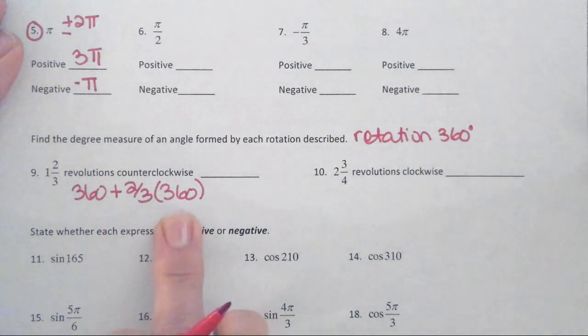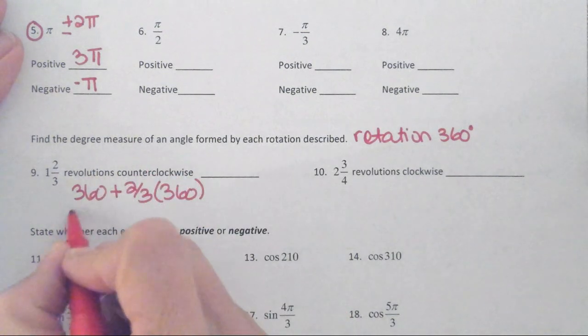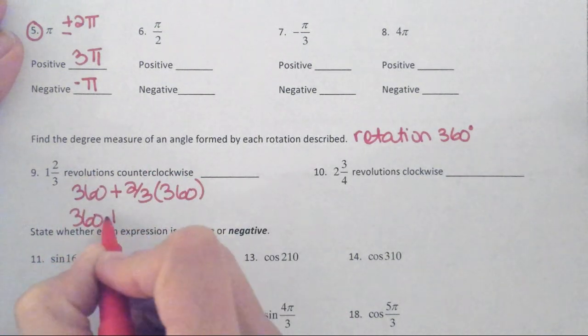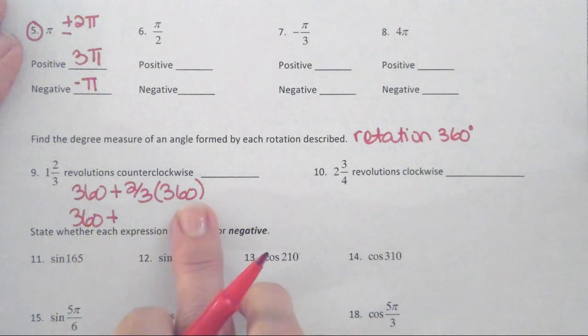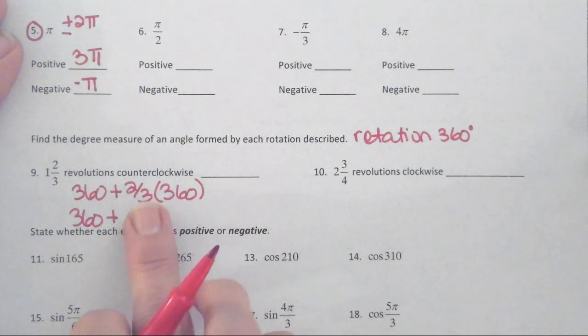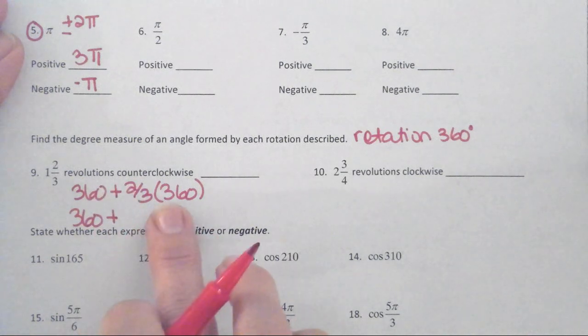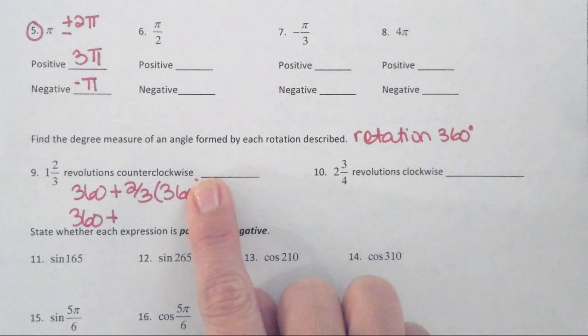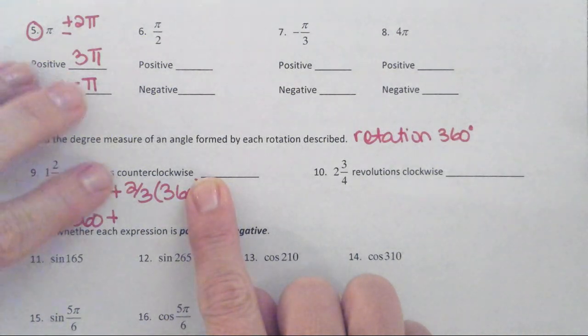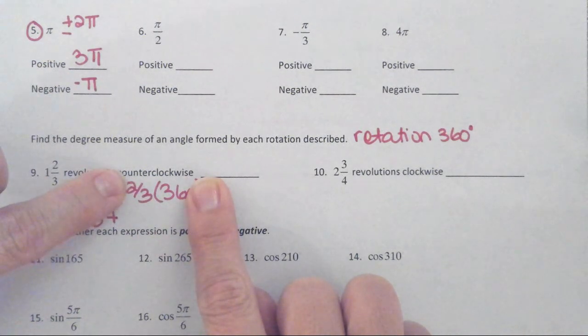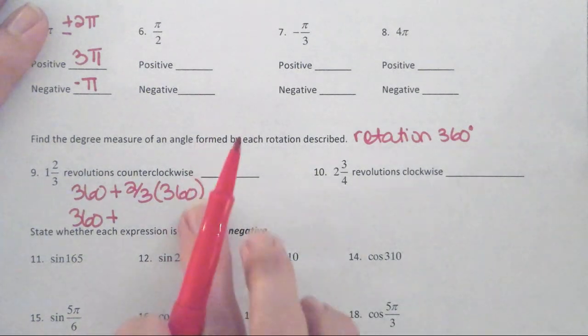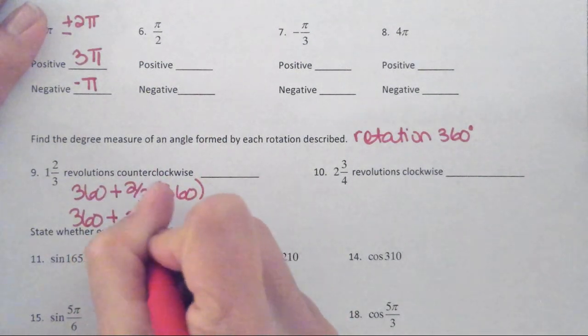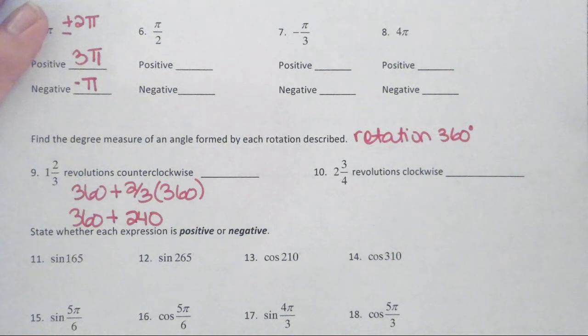So 2/3 of 360. We talked about in class how to multiply a fraction times a whole number quickly in our head. We're going to divide by the denominator and then multiply by the numerator. So I'm going to ignore the 0 for a second. 36 divided by 3 is 12. And then I'm going to multiply it by the top. 12 times 2 is 24. And then I'm going to add my 0 back. So 2/3 of 360 is 240.